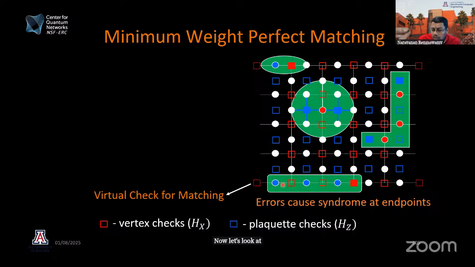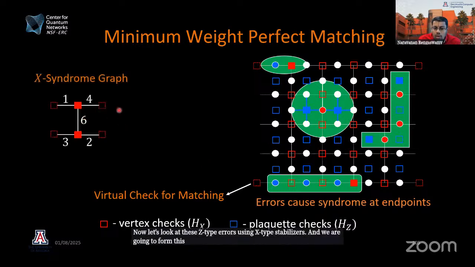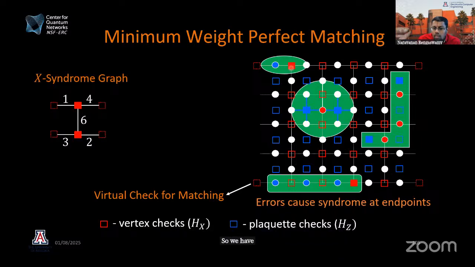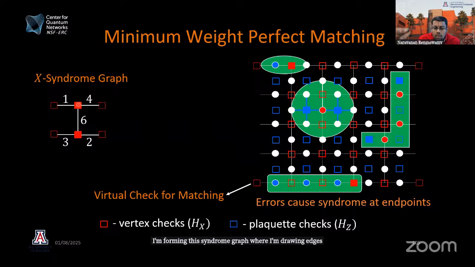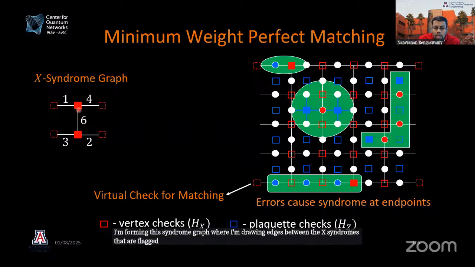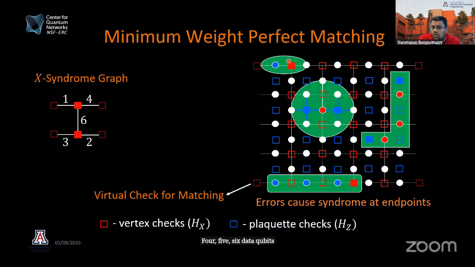these Z-type errors using X-type stabilizers, and we are going to form this X syndrome graph. We have this X syndrome here that's flagged, and this X syndrome here that's flagged. Now I'm forming this syndrome graph where I'm drawing edges between the X syndromes that are flagged, and the weight of the edge is the least length path that connects the 2 X checks. Here the path goes through data qubits. So you have 1, 2, 3, 4, 5, 6 data qubits that connect these 2 X-type stabilizers.